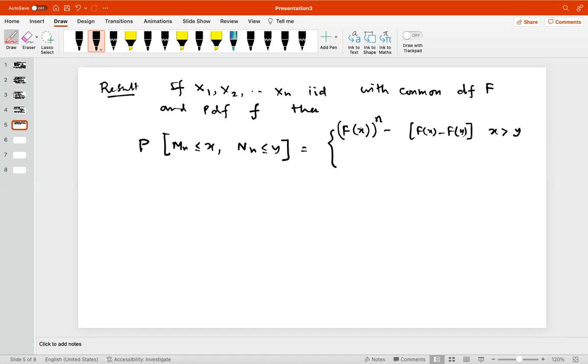Now, if all the random variables lie between x and y, then the minimum cannot be less than y. So it is a complement. So it is just the minus of this.